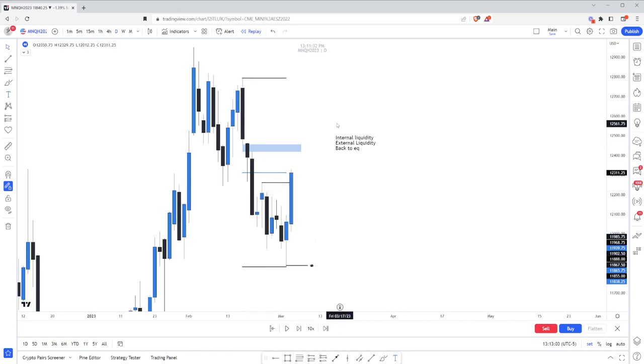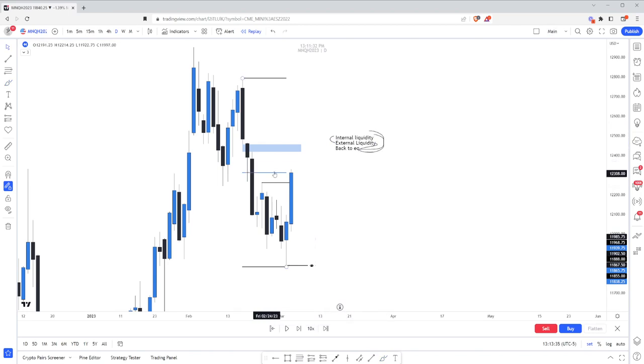So if you can understand this right here and don't overcomplicate it, it's going to help you so much with bias. And this is the first thing you need to do whenever you're trying to determine, am I going to be more long or short biased today? So if we look at the market, in this day we're going to be retracing and moving back to EQ. But again, we're going to move to internal liquidity to complete this process. So it goes internal liquidity to external liquidity to equilibrium back to internal liquidity.